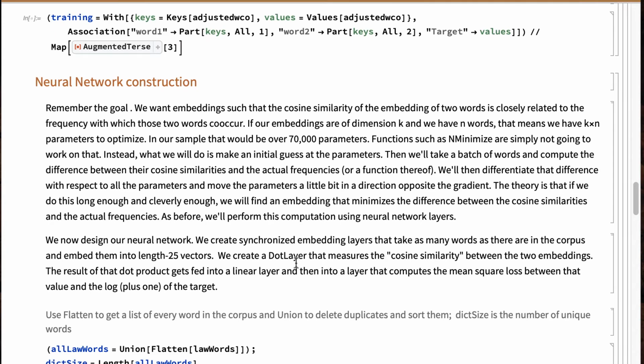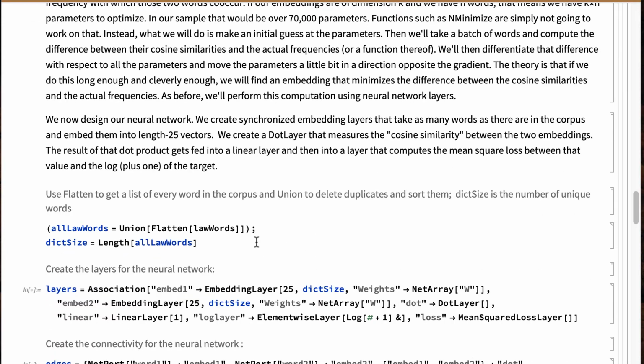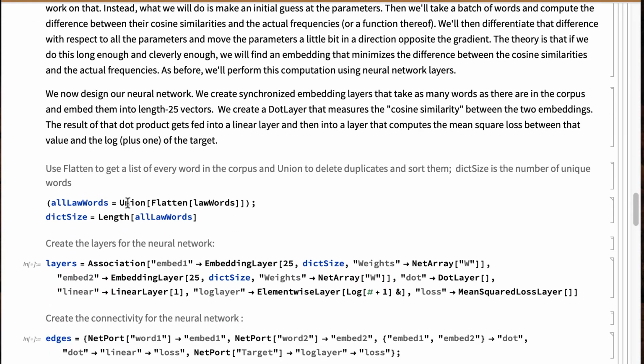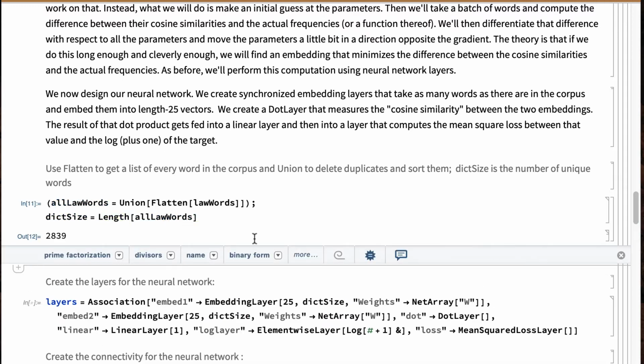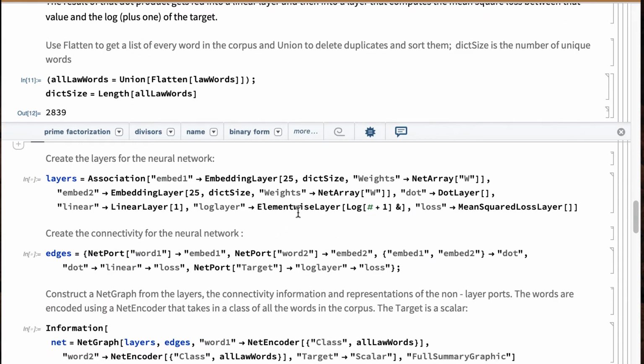So let's build our network. We are going to need to know what all the words are, so I'll call that all law words, and we're going to need to know how many of them there are. So there are 2,839 words in our dictionary. Let's look at our layers.